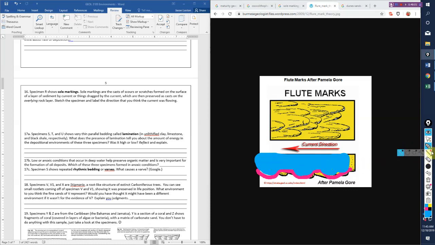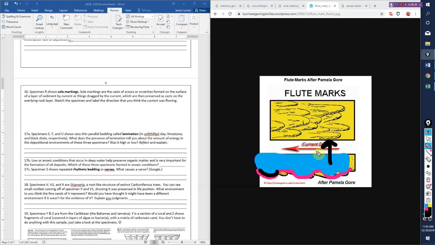So now let me ask you this. Remember, what happens if I get this stuff here and I remove this blue layer and flip it over? Now I'm going to have a blue layer that has these round structures on the bottom of it. Notice it's on the bottom, or the sole, of the overlying layer. That's what a sole mark is.